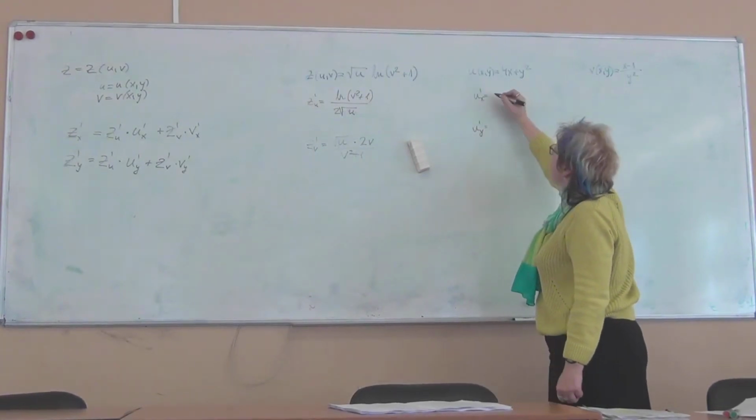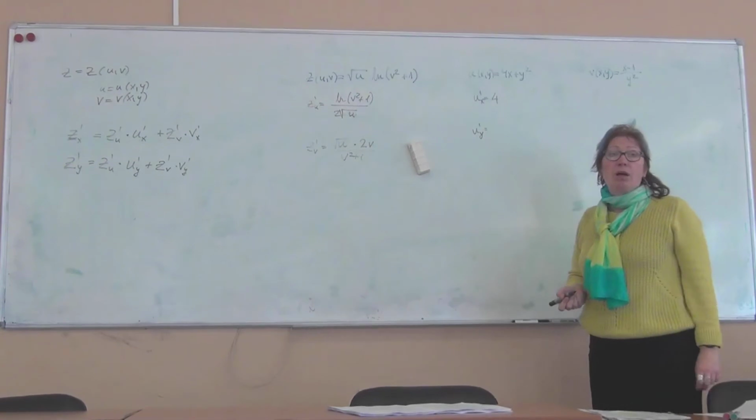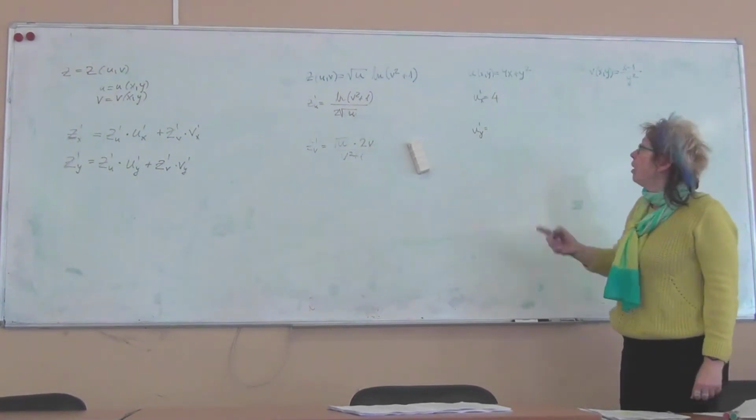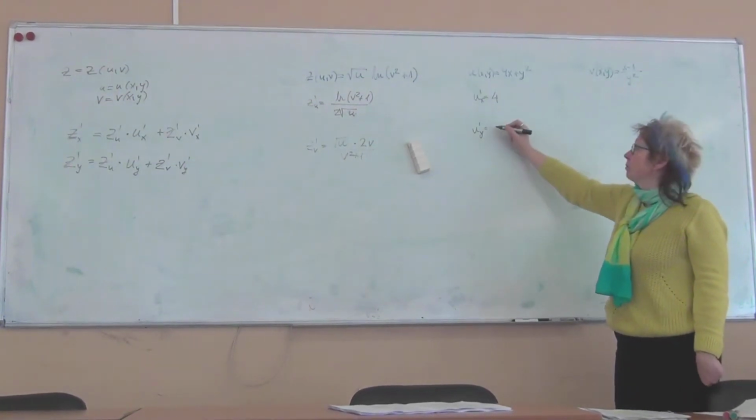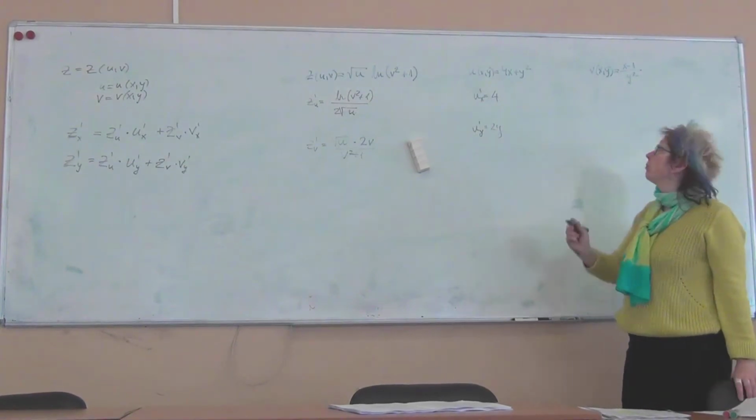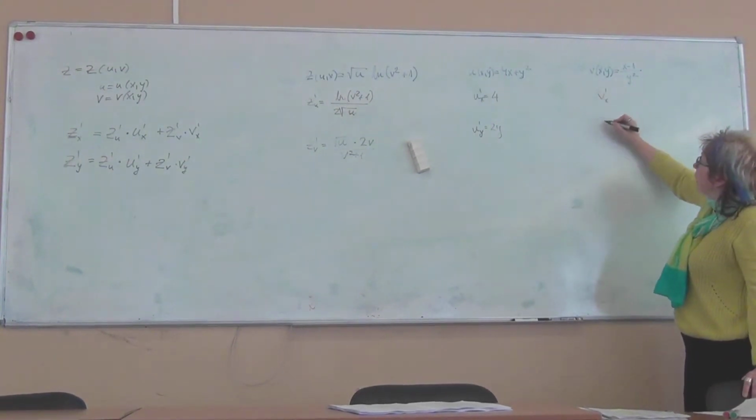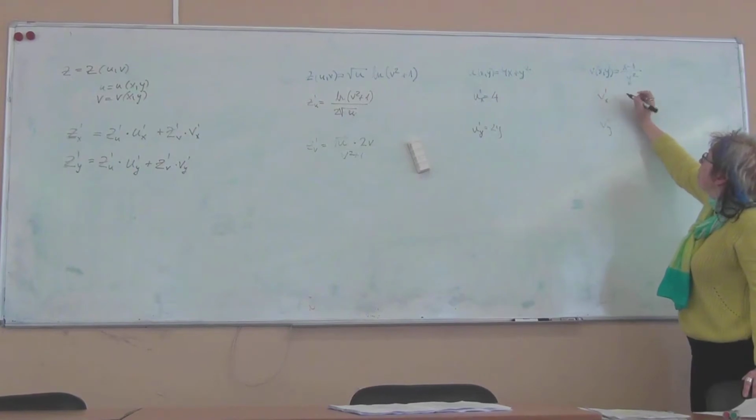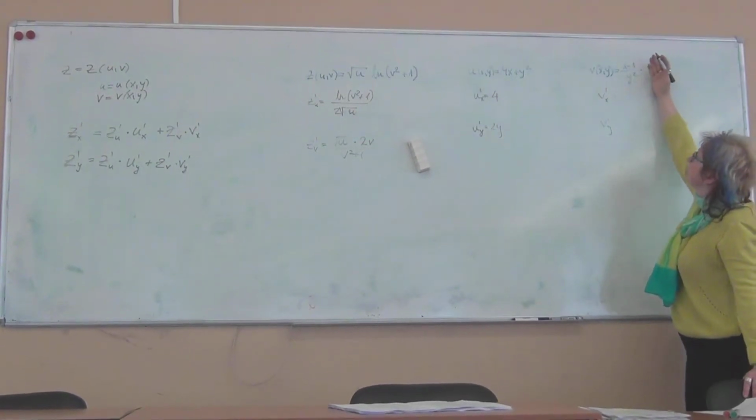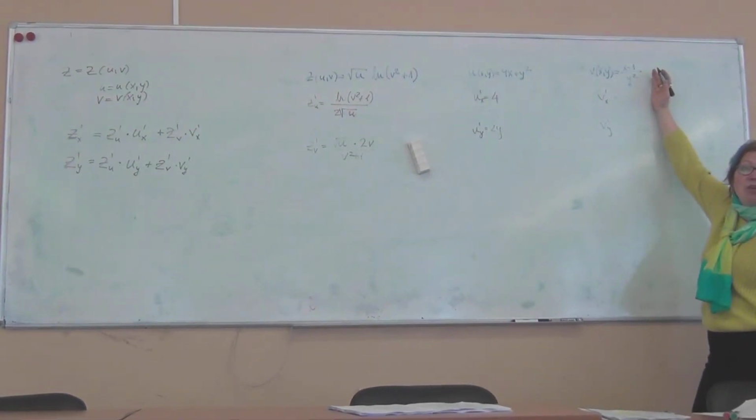Now, next, the derivatives of u derivative by x and u derivative by y. U derivative by x is simply 4. We are lucky, the function is simple. U derivative by y, 2y. V derivative by x, v derivative by y. V derivative by x, what do you think?